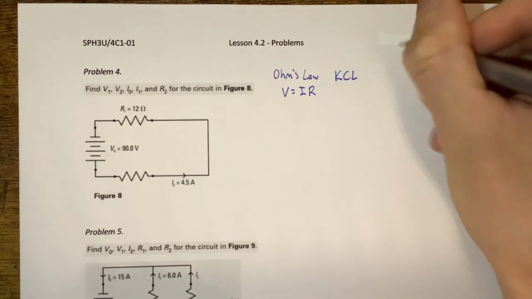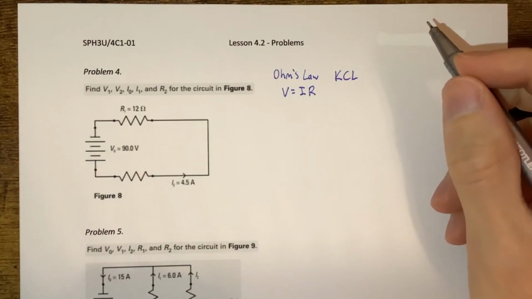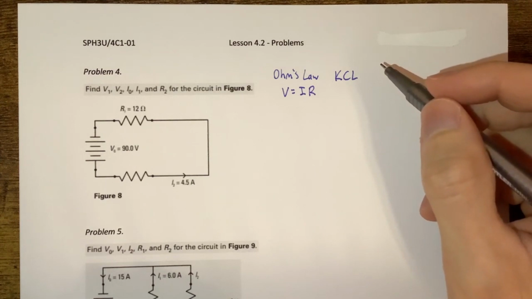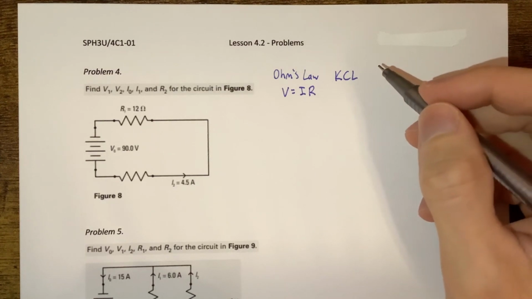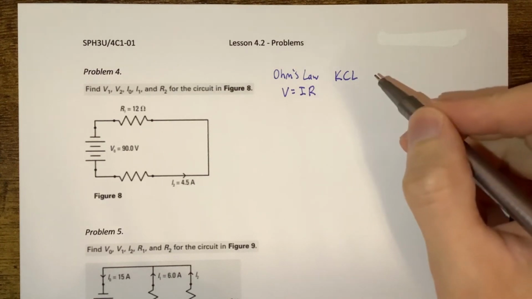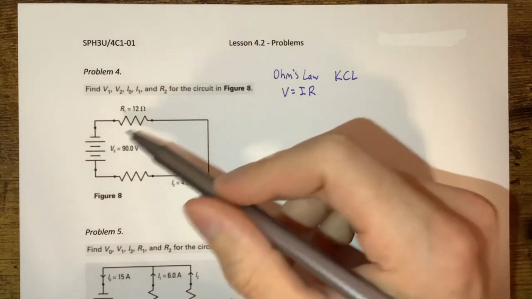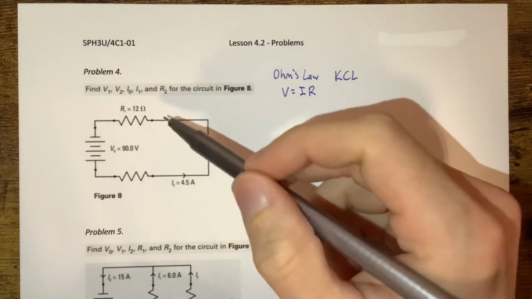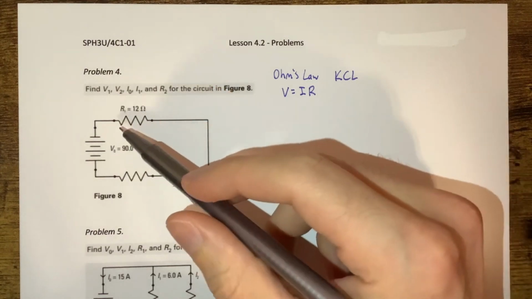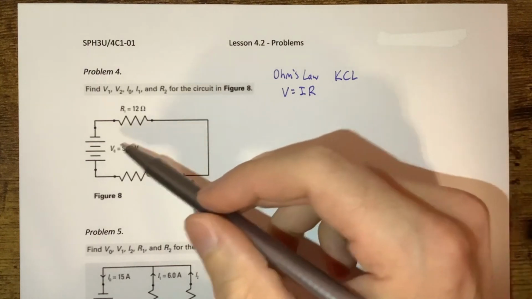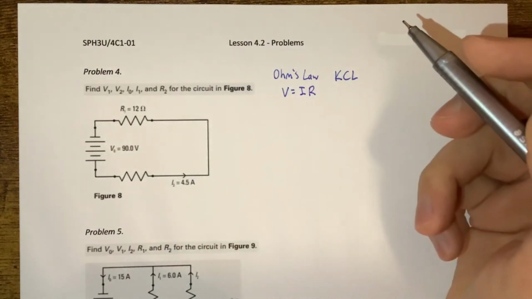Kirchhoff's current law. Okay, so Kirchhoff's current law states that current that enters a junction has to be the same before you go in and after you leave. Okay, so in a loop like this, our current, there really is only one path for that current to go. So this is a series circuit, so it's going to be the same all throughout.